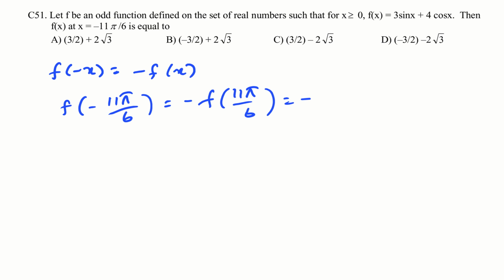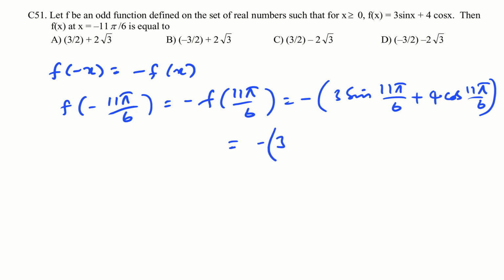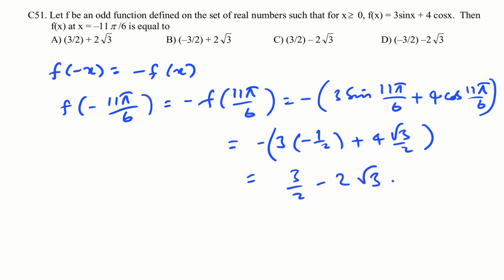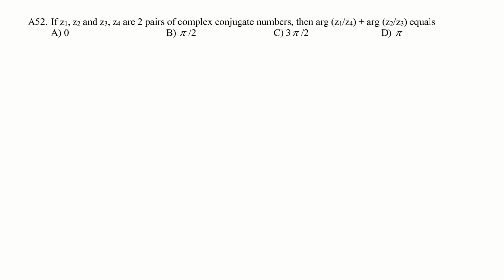what do we get? 3 sine 11 pi by 6 plus 4 cos 11 pi by 6. So that is minus 3. 11 pi by 6 is 330 degrees. So I'll have this as minus 1 by 2 plus 4 times root 3 by 2. So I'm getting it as 3 by 2 minus 2 root 3. Let's go to next problem.